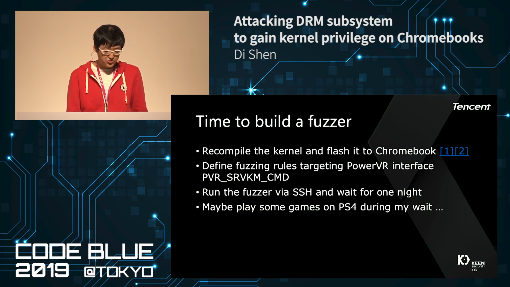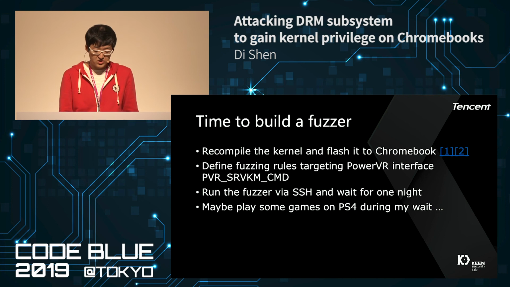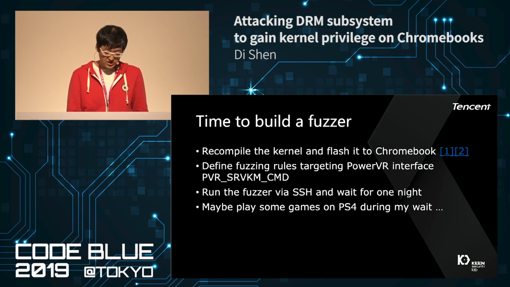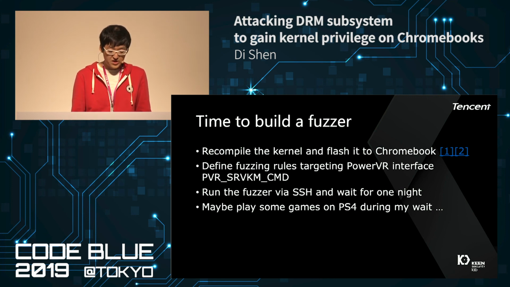First of all, I need to recompile the kernel and flash it to the Chromebooks to enable some sanitizers like KASAN and KCOV. This stuff can help me recognize bugs easily. And I need to define the fuzzing rules targeting the PowerVR interface, PVR SRV KM CMD. At this stage, I just tell the fuzzer what the target is and how to fuzz it. Then I just need to run the fuzzer via SSH and wait for one night.